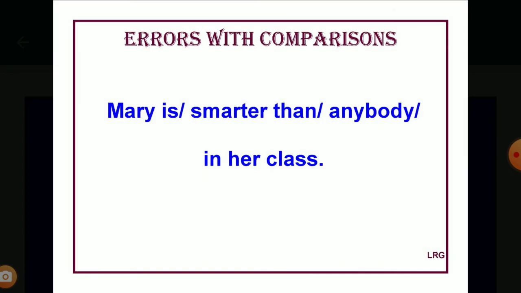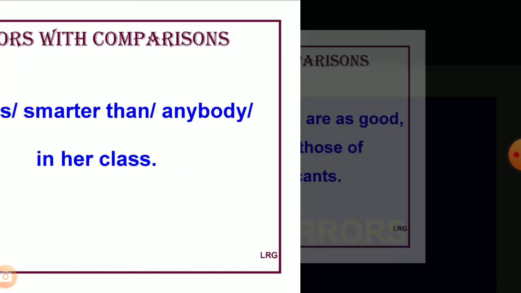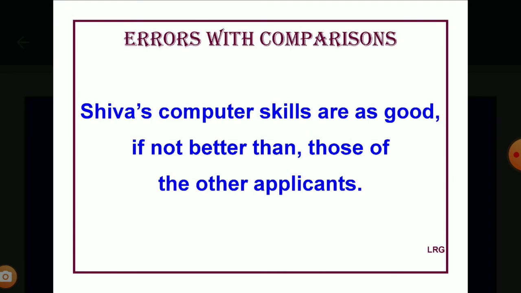Mary is smarter than anybody in her class. That anybody includes Mary also. It's an error in comparison. So make it anybody else. Anybody else. That way you distinguish Mary from the rest of the group. Mary is smarter than anybody else in her class. That is the correction. The next type of error, degrees of comparison in the same sentence.